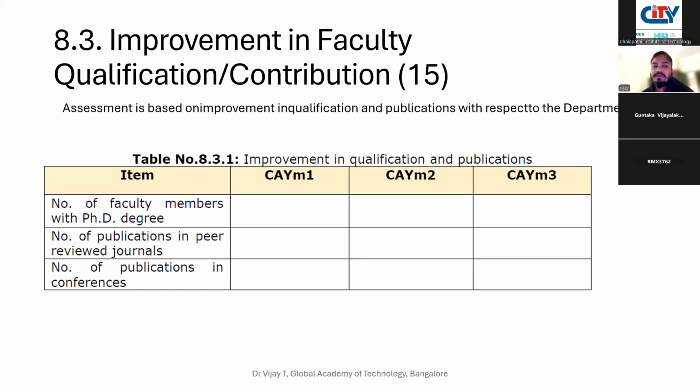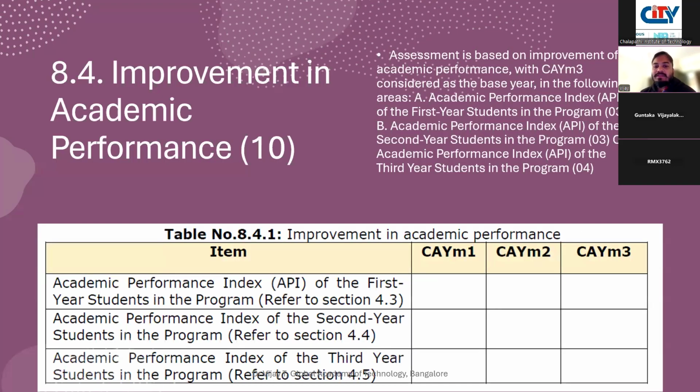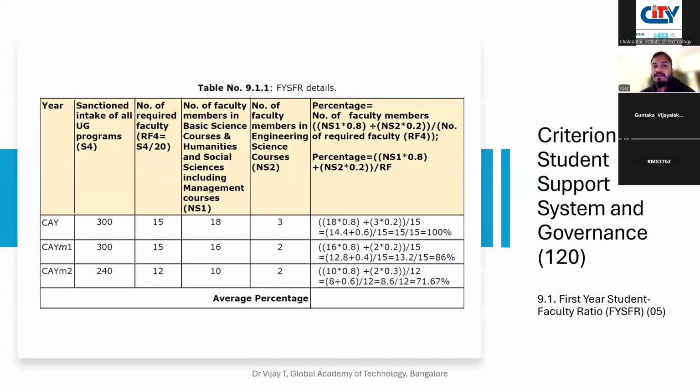So the number of faculty members with a PhD degree has to go up in incremental order over the last 3 years, publications in an incremental order, and publications in conferences also in an incremental order has to happen. Academic performance, again directly taken from criteria 4.